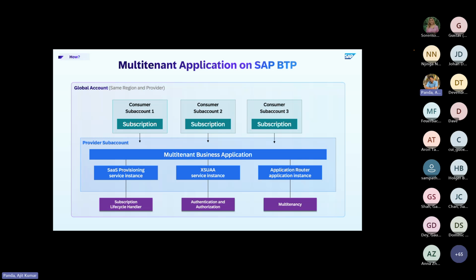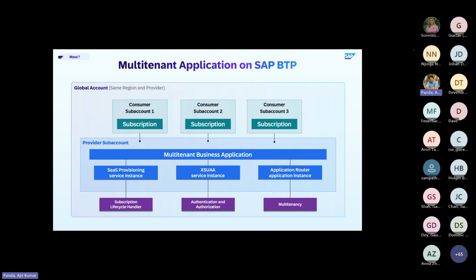It's basically telling that SaaS registry service, or SaaS provisioning service instance, that this is my multi-tenant application, and here is the information to subscribe, right? And this makes sure that in the consumer sub account you see the subscription details when you are trying to subscribe to a multi-tenant application.